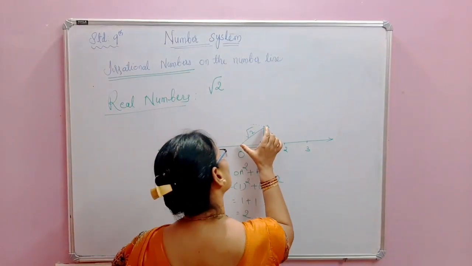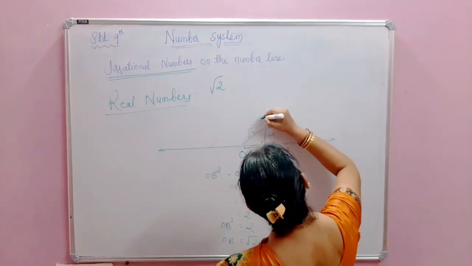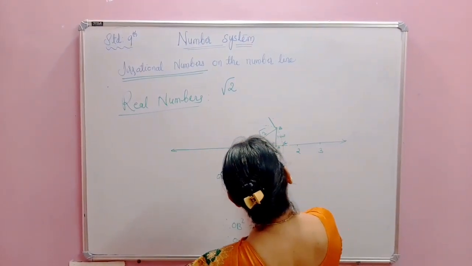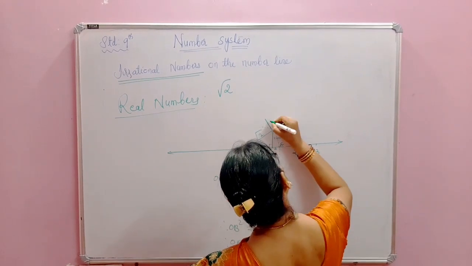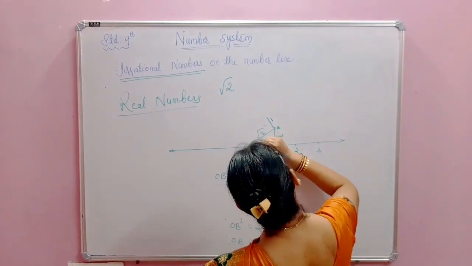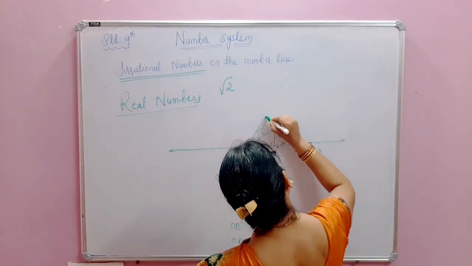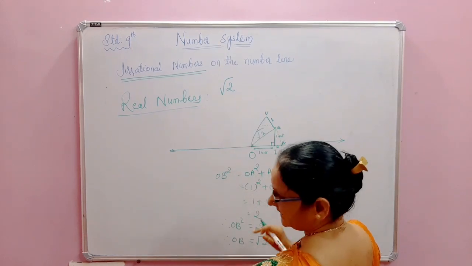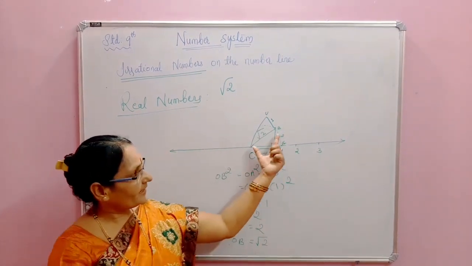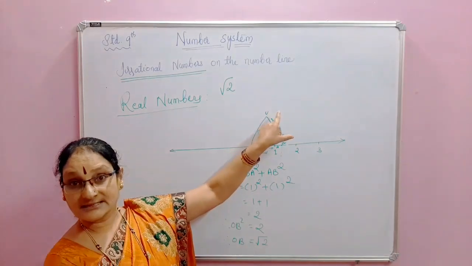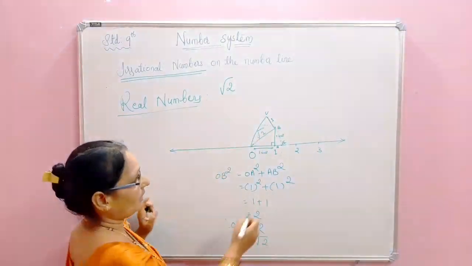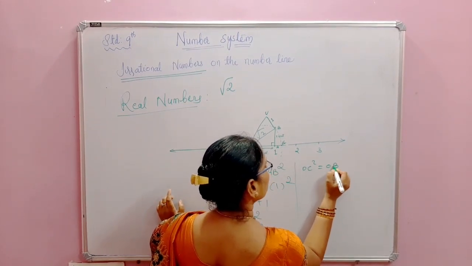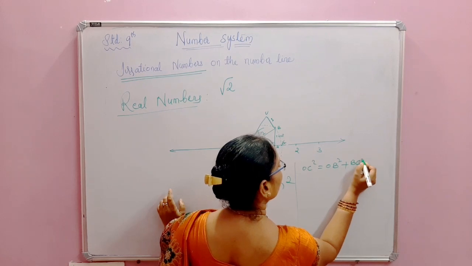See here. Now this is the base for you. Here you have to take 1 centimeter perpendicular to this line. This is 1 unit. Now you have to join this. This has now become the hypotenuse. This is C. Now OC is the hypotenuse and OB is the base here. BC is one perpendicular. Now how to do that? See here. OC square is equal to OB square plus BC square.